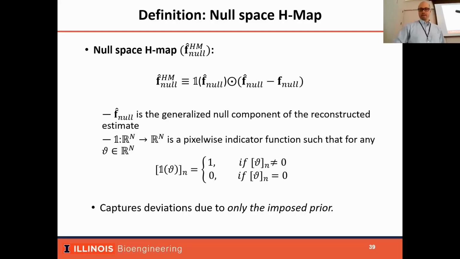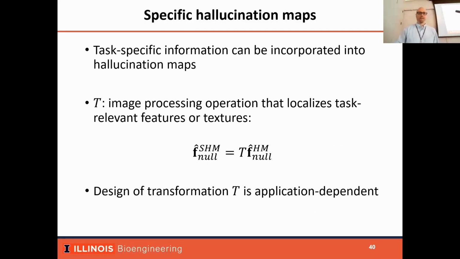So in certain applications, this could be useful. And then finally, there's one other thing that we could throw on here. These hallucination maps are sometimes very complicated and hard to interpret. You could imagine applying an image processing operation to these hallucination maps to make them more useful. So imagine that T is an image processing operation that localizes some task relevant features or textures, which I assume you know. You're going to have to bring that knowledge to the table.